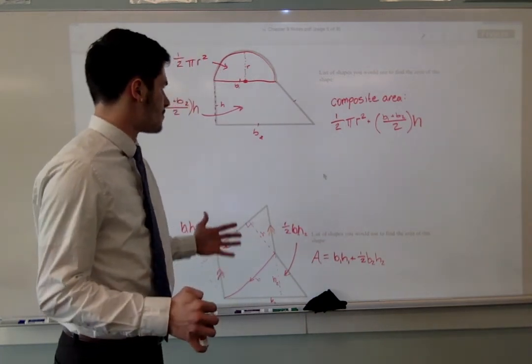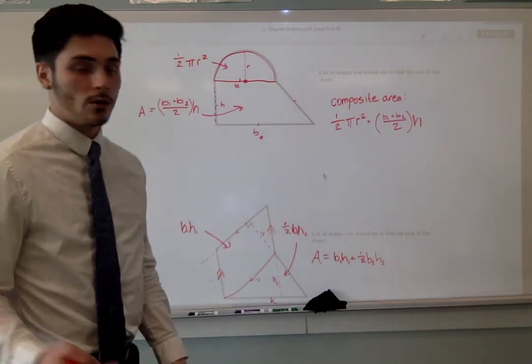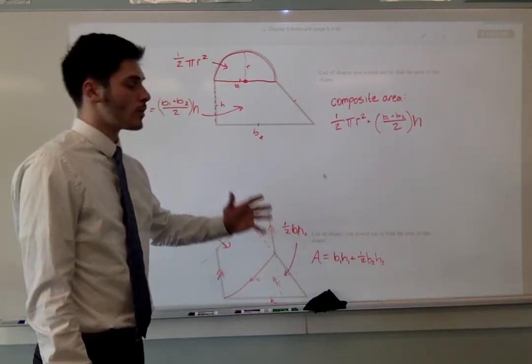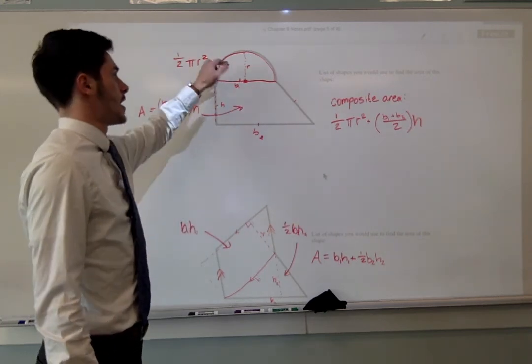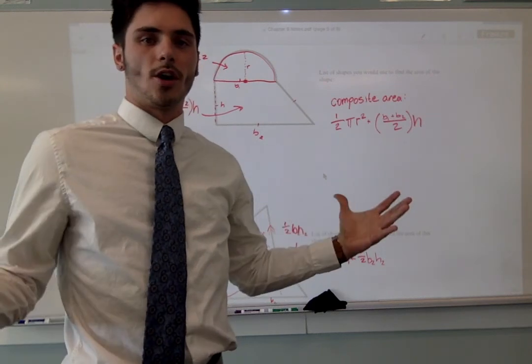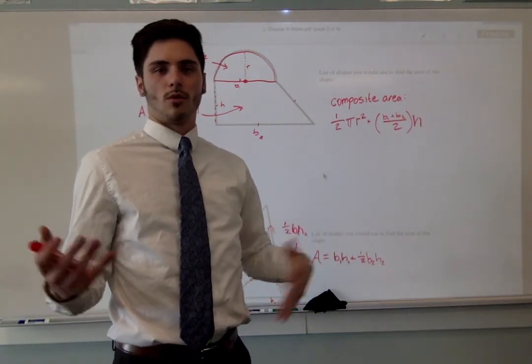So as you can see, though, the composite area is just putting together the areas of figures we already know. We already know how to find the area of a parallelogram. We already know how to find the area of a triangle. We already know how to find the area of a trapezoid and a circle or a semicircle. So this is all about just putting together the pieces that we know to generalize for bigger and more obscure shapes.